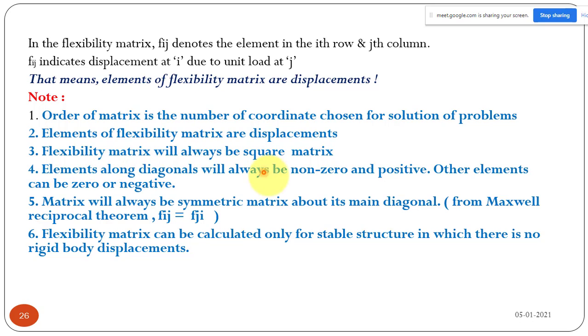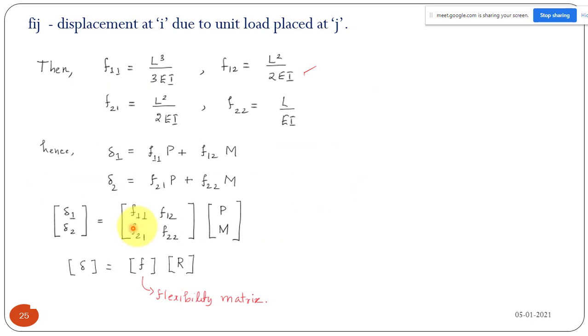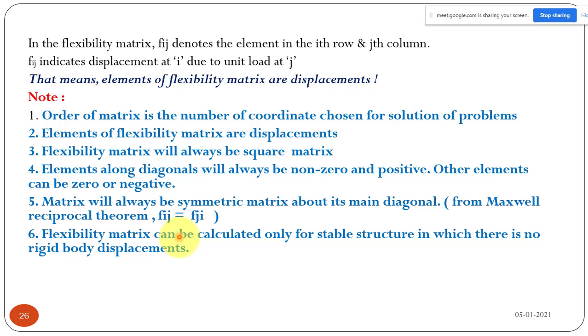Okay, so the elements of the flexibility matrix are displacements. The flexibility matrix will always be a square matrix. It will always be a square symmetric matrix. Okay, and the elements along the diagonal will always be non-zero and positive. Okay, so that you can verify in all the problems. The elements along the diagonal, F11, F22, F33, like that. All these diagonal elements will be non-zero and positive.